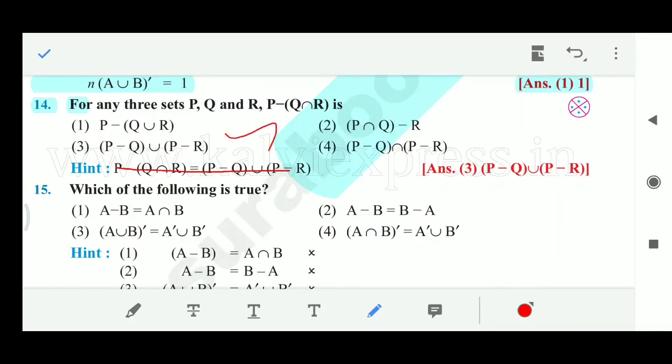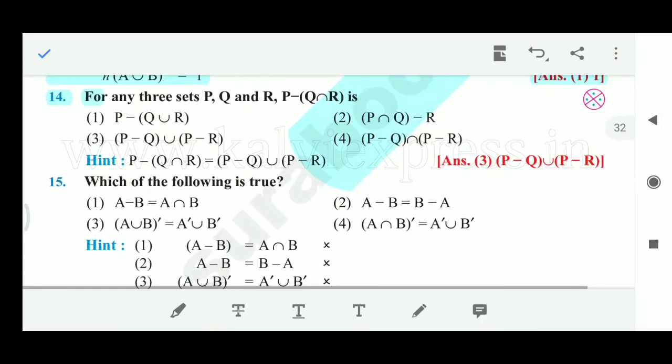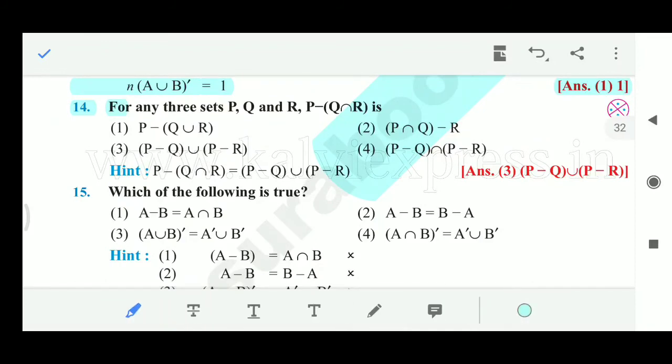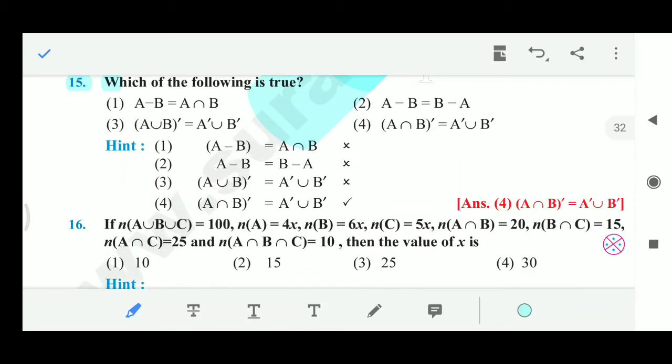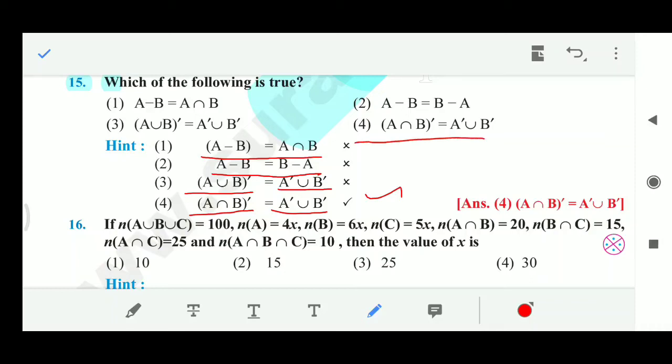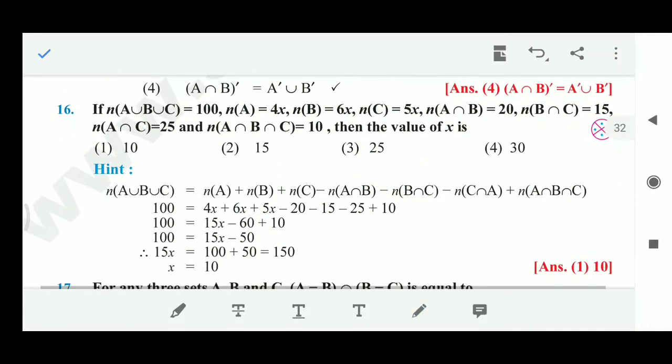Which of the following is true? A minus B is equal to A intersection B. A minus B is equal to B minus A. Option 3, (A union B) dash is equal to A dash union B dash. Fourth one, (A intersection B) dash is equal to A dash union B dash. In that, the first three options are wrong. The last option, (A intersection B) dash is equal to A dash union B dash, is De Morgan's law of complementation.